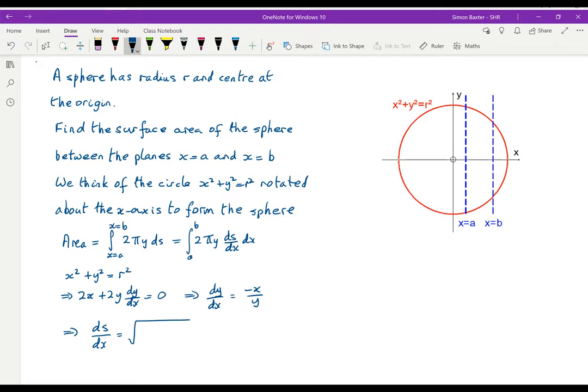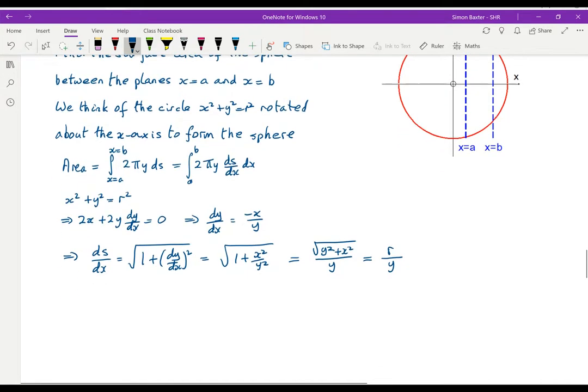That is the square root of 1 plus (dy/dx) squared, and that is the square root of 1 plus x squared over y squared, which is root of y squared plus x squared, over y. And that conveniently is just r over y, because x squared plus y squared is r squared.